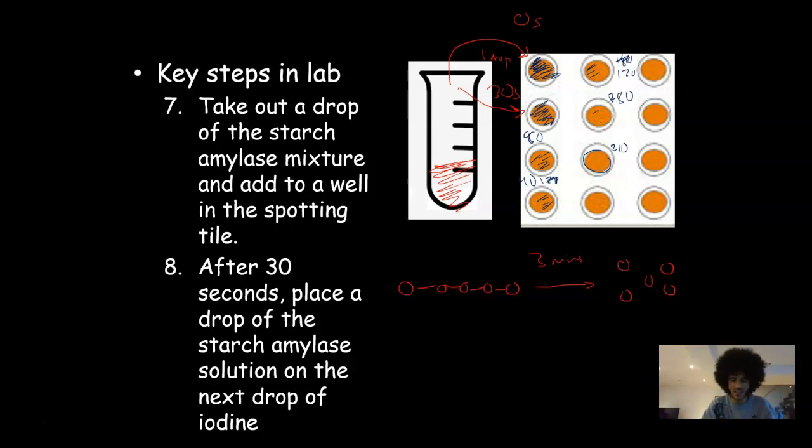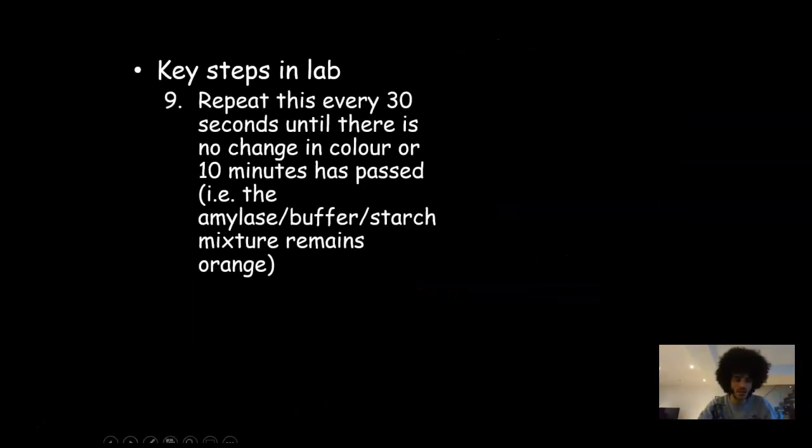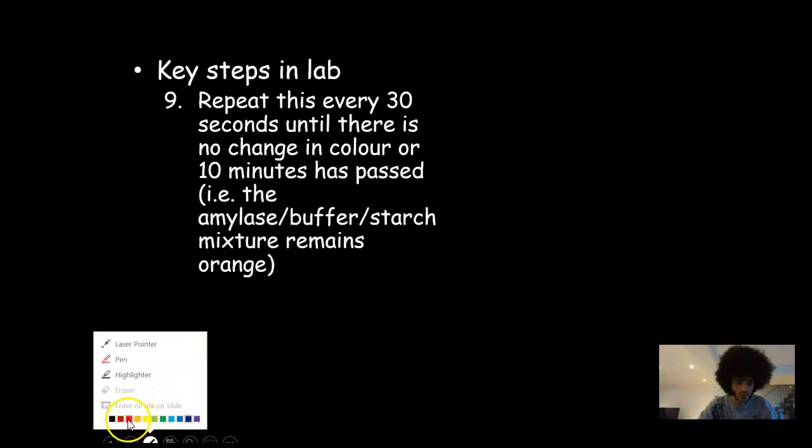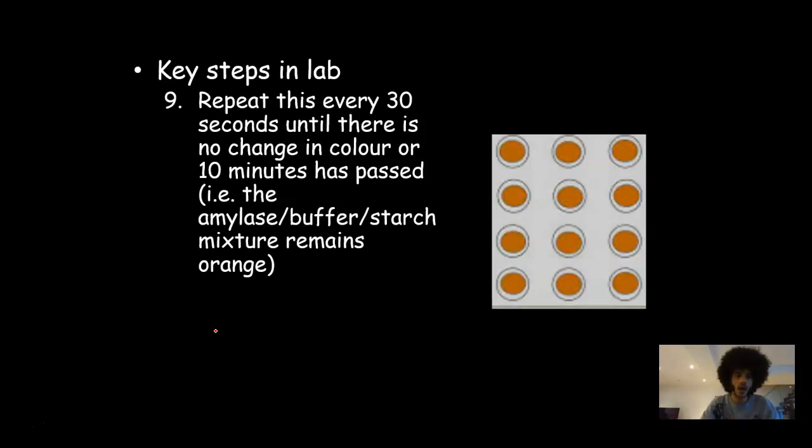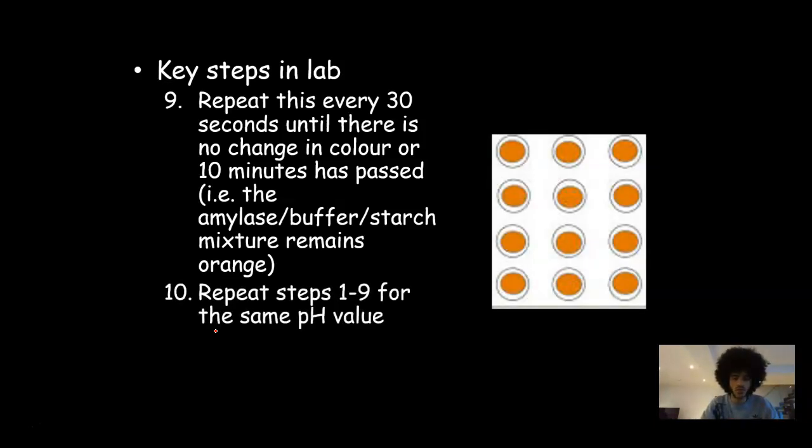And those are basically the next steps. So for step 9, it's to repeat it every 30 seconds until there's no color change present. So basically it goes from black all the way down to orange and stays orange. Like so. And then you repeat steps 1 to 9 for the same pH value.